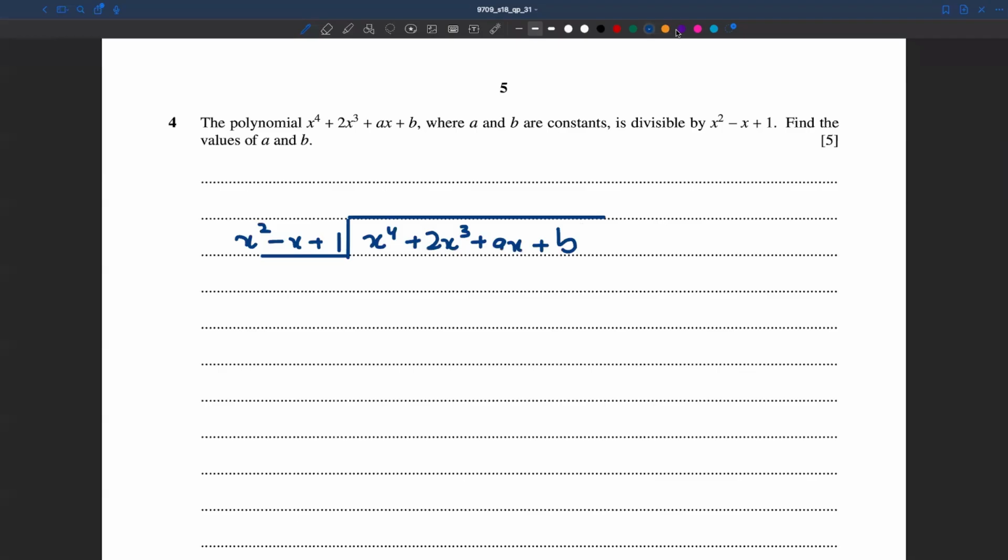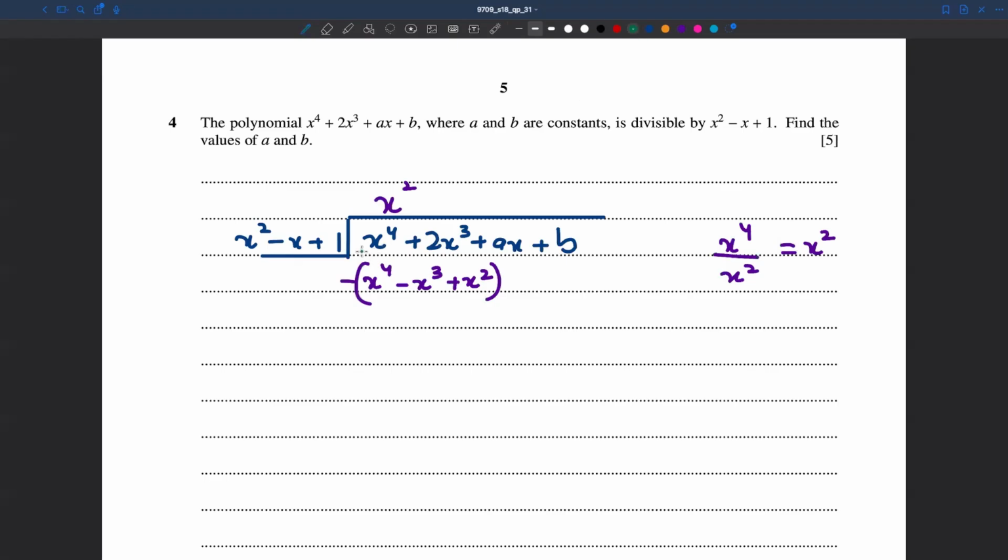In the first step, we write x⁴ upon x². So this will become x⁴ upon x², which is equal to x². We write the x² over here and then multiply. So when we multiply, this will become x⁴ minus x³ plus x². And we subtract this from this term.